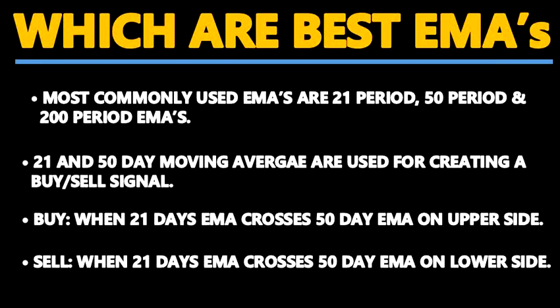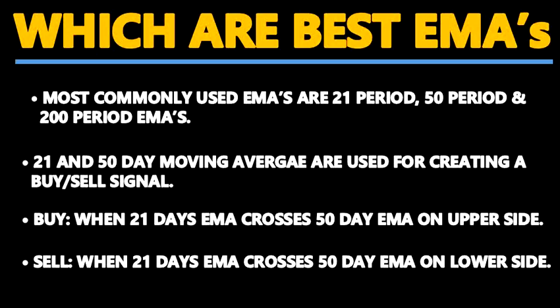So which are the best EMAs? Most commonly used EMAs are the 21 period, 50 period and 200 period EMAs. How to use them is the further point. The 21 and 50 moving averages are used for creating a buy or sell signal. So how do you create them? We'll see in the further slides as well.